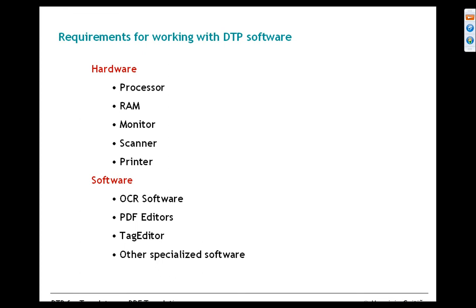Then we have the requirements for DTP software. DTP software is quite demanding in terms of software tools and mainly hardware tools. We will describe the characteristics of each of these categories, what kind of processor we need, how much RAM memory we need, what kind of screen we need. We'll need scanners and printers, and then the categories of software that we will be using, just in case you are considering some kind of investment in this to start working as a specialist in translation plus DTP.